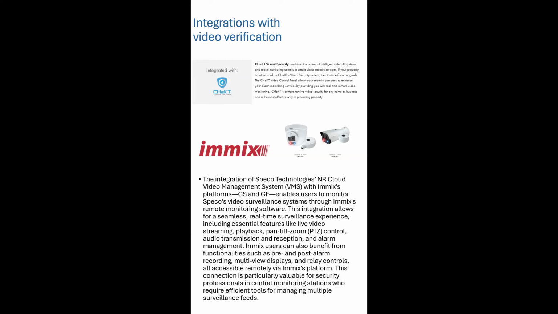With Checked Visual Security, it combines the power of intelligent video AI systems and alarm monitoring centers to create visual security services. If your property is not secured by Checked Visual Security systems, then it's time for an upgrade. The Checked video control panel allows your security companies, this is on the dealer side, to enhance your alarm monitoring services by providing you with real-time remote video monitoring. So Checked offers a solution for dealers to do the monitoring side of that business. There is a residential and there is a commercial application for Checked as well.